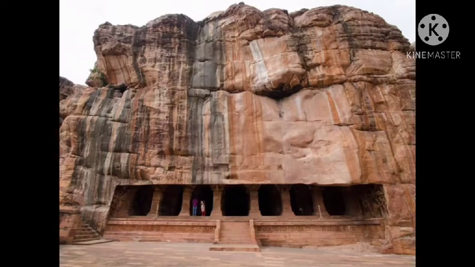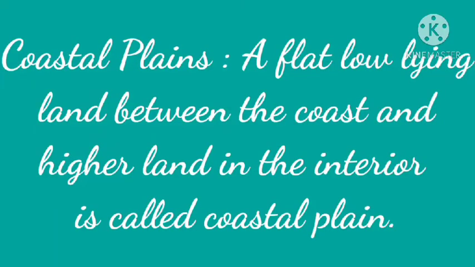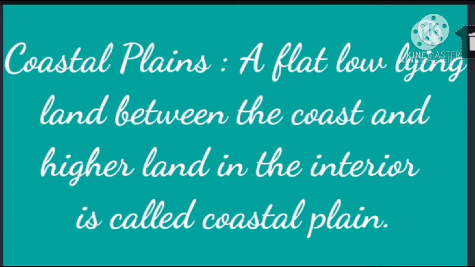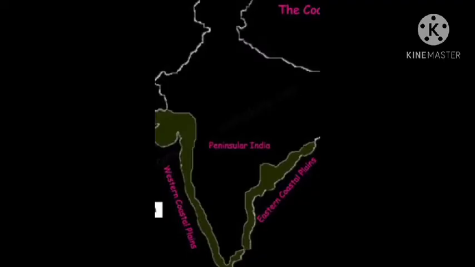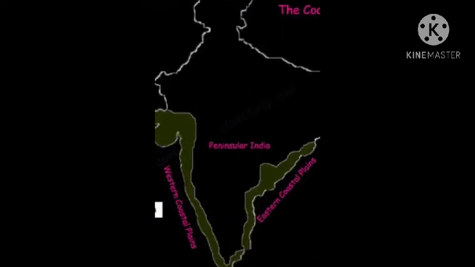Now we shall move on to the coastal plains. Coastal plains are flat, low-lying land between the coast and the higher land in the interior. It is called a coastal plain. India has a long coastal plain. You can see in this map, children, the green colored part on both the sides are the coastal regions of our country.